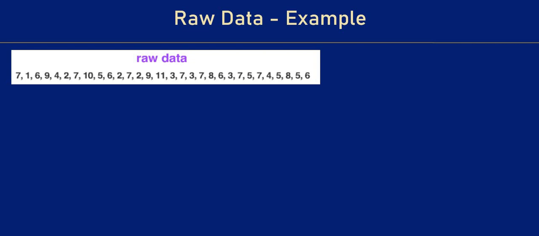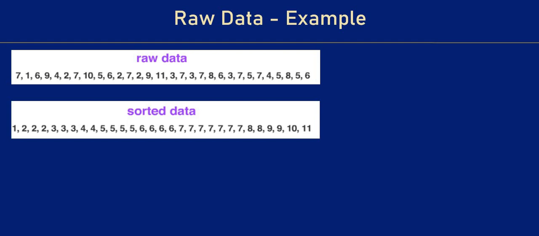Here I have collected some raw data information, like numbers. Here we can see this is not in proper order, it is not sorted, and it is also not grouped. Now, based on my sample data, I have sorted it in ascending order of numbers, like 1, 2, 3, 4, 5, 6, 7, 8, 9, 10 and 11.